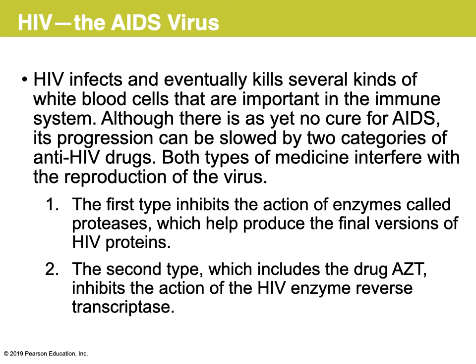The fewer copies of virus in the body, the less damage being done to the immune system of the host. Now, the first type inhibits the action of enzymes called proteases, which help produce the final version of HIV proteins. Well, without the packaging, the protein can't leave and infect other cells. The second type involves a drug called AZT, which inhibits the action of the HIV enzyme reverse transcriptase. So again, without that critical enzyme, the virus can't copy itself.